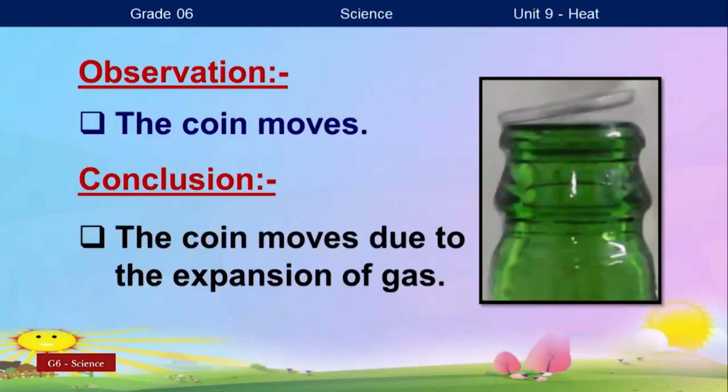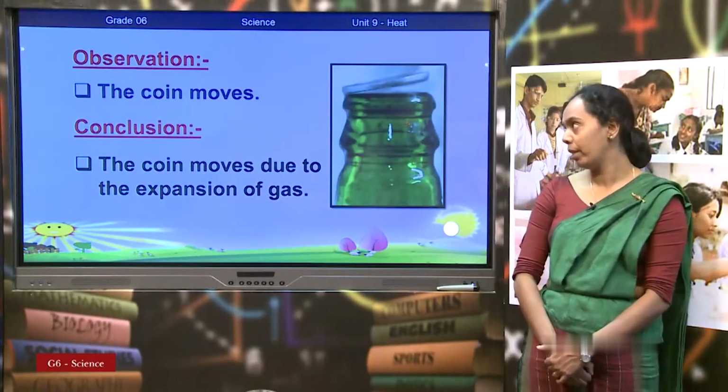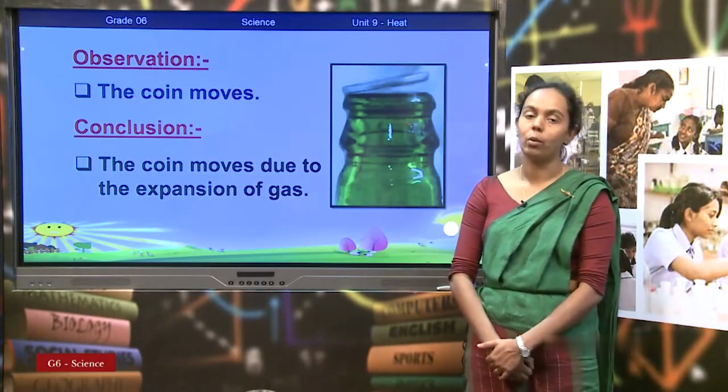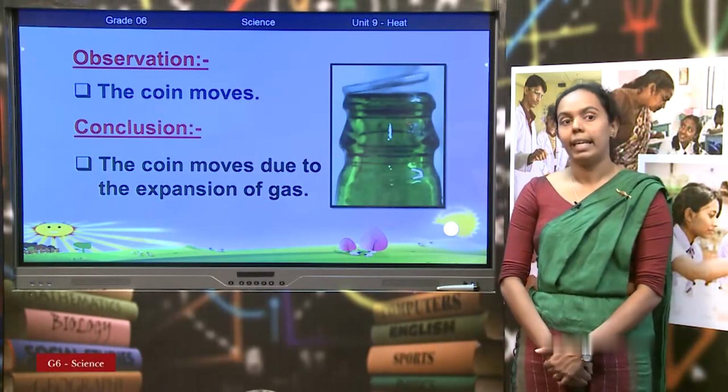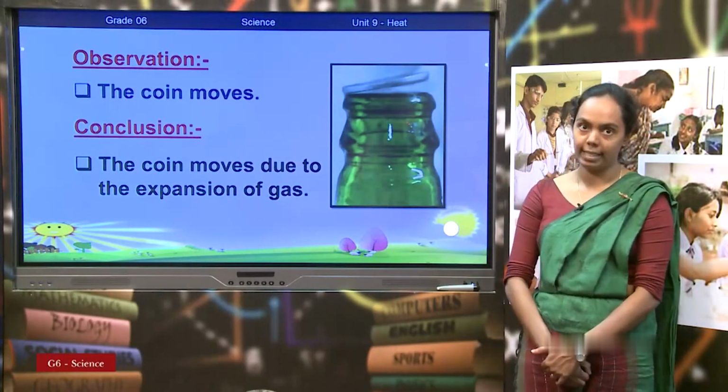In this experiment, you can observe the coin moves. Now we will see how this coin moves. We take an empty glass bottle. The glass bottle is filled with air, and air is a mixture of gases. When this air absorbs heat from the hot water, the air inside the glass bottle increases its volume. Due to this increase in volume, the coin starts to move. An increase in the volume of a gas we call expansion of gas.